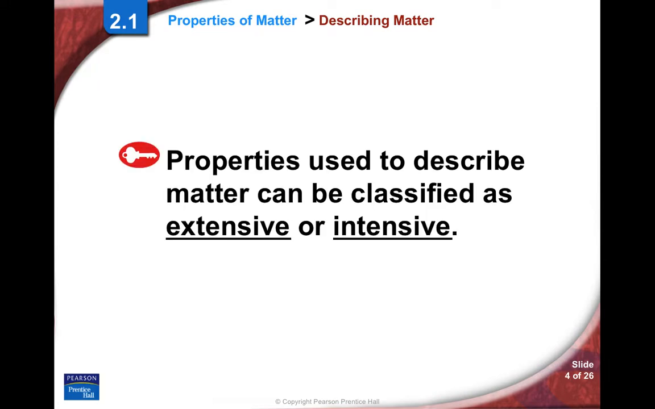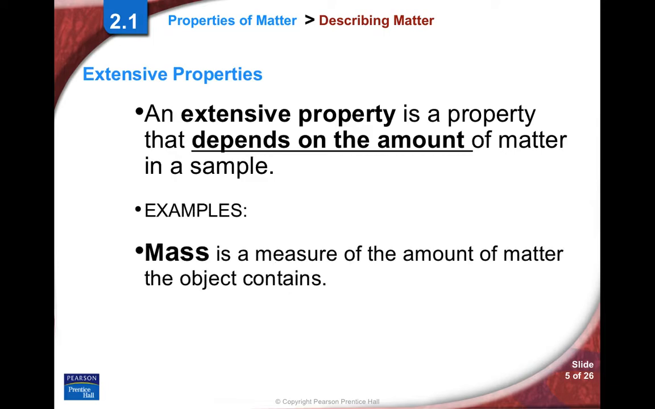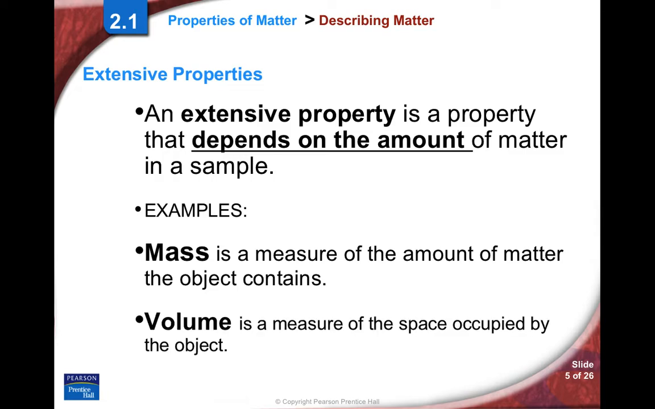Properties, as we've also talked about, can be extensive or intensive. If it's extensive, it depends on how much of the stuff you have. So how big of a sample. The bigger the sample of anything, the greater the mass. Also, the more of anything you have, the bigger space it will occupy.